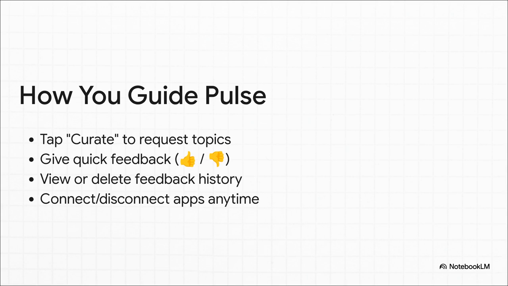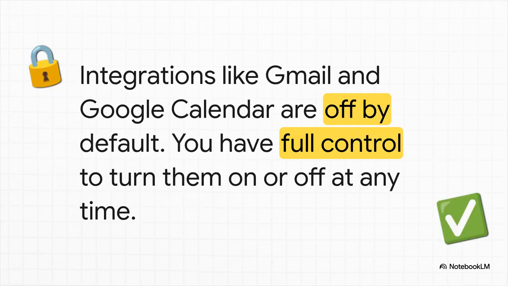You can literally tap a curate button to tell Pulse what you want to see. You can give it a quick thumbs up or a thumbs down to help train it, and you have total control to connect or disconnect your apps whenever you want. And here is the most important point, the real bottom line. Your privacy is opt-in. Pulse will not touch your calendar or your email unless you actively go into the settings and give it permission. By default, everything is off. You are in the driver's seat.